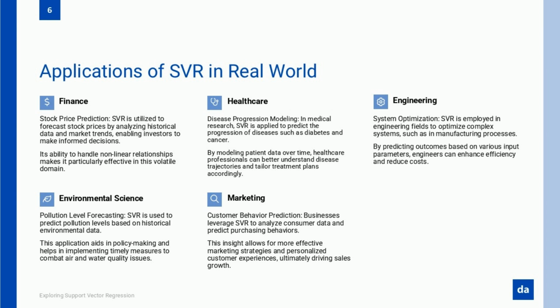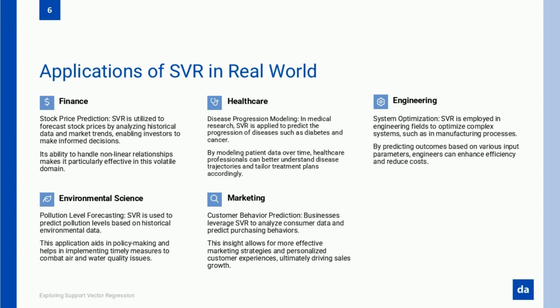SVR is also making an impact in healthcare, where it is used to model disease progression. Medical researchers analyze patient data, including vital signs, lab results, and genetic markers, to predict how a disease might develop over time. For example, SVR can help doctors estimate how long a cancer patient might remain in remission, allowing them to adjust treatment plans accordingly.